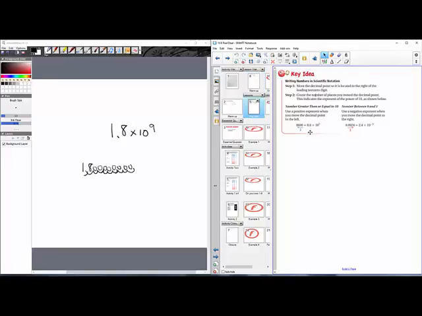All right, so this key idea is basically what we talked about before. If it's greater than 10, it's moving to the right. If it's between 0 and 1, it's moving to the left. These are getting very small, and these are getting bigger as we look at them. You kind of see how this works here.